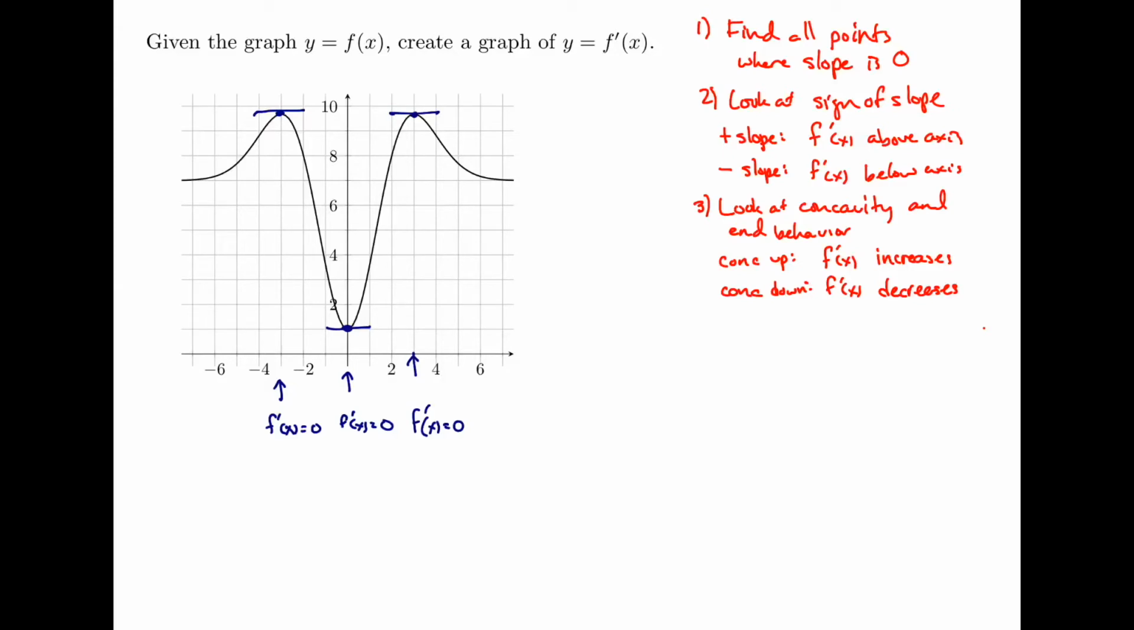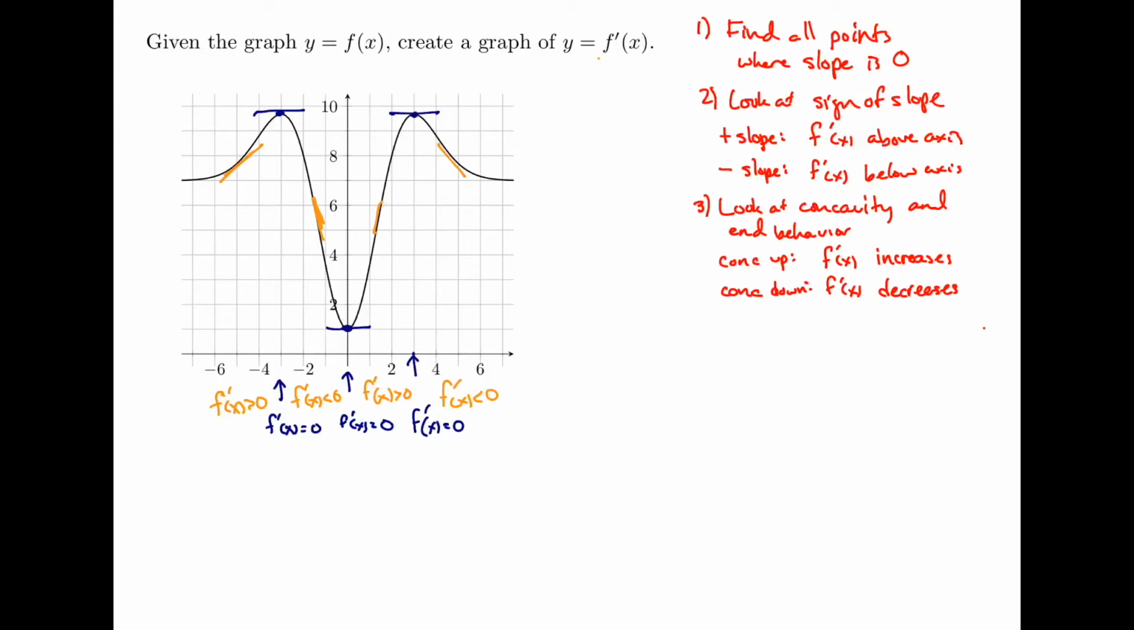All right, next we're going to look at the sign of the slope. So to the left of negative 3, I can see that my slope is positive. In between negative 3 and 0, I can see that my slope is negative. Then it'll be positive. And finally, it will be negative again. All right. So now we know where I'm above and below the axis.